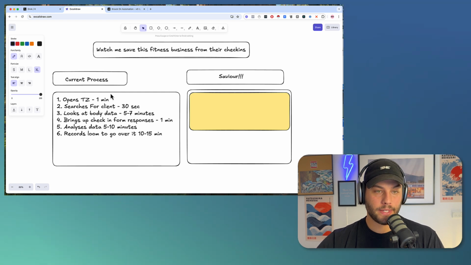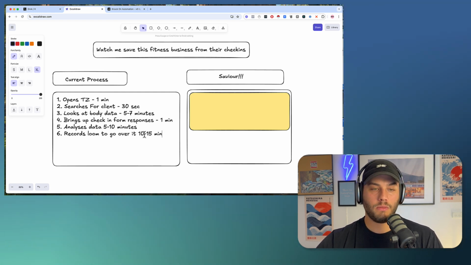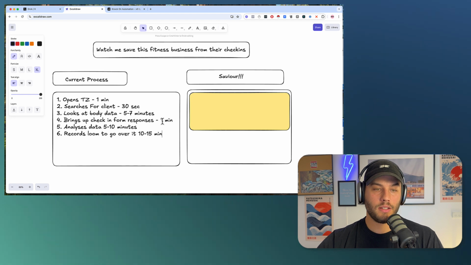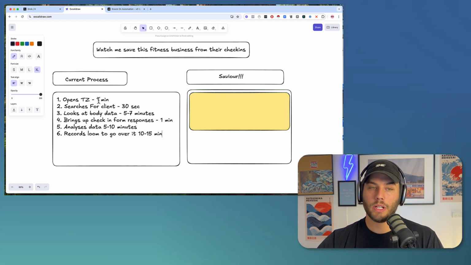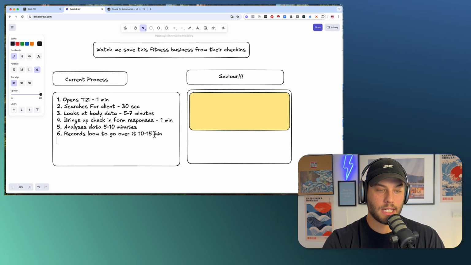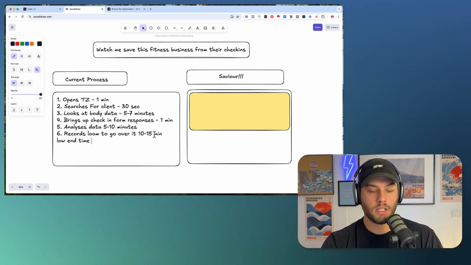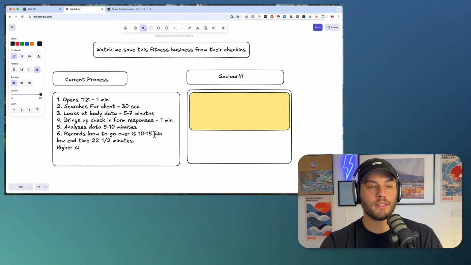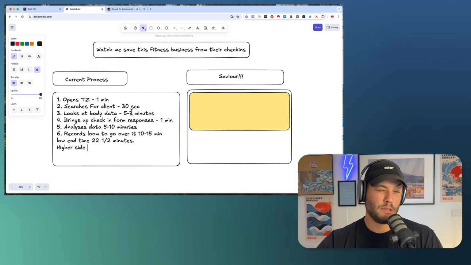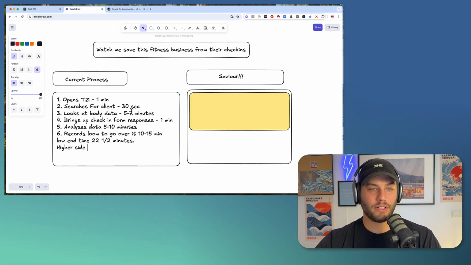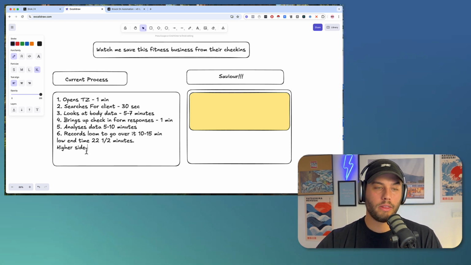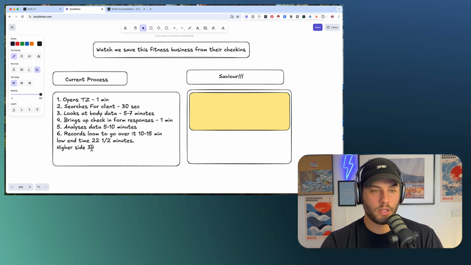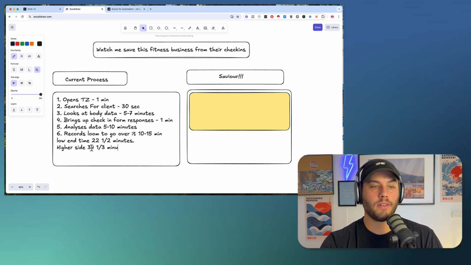So if you look at this, let's say we'll do the lower end just to be conservative. 10, 15, 16, 21, 22, 22 and a half minutes on the low end. So that's the lower side, and then the higher side. The higher side is 15, 25, 26, 27, 28, 30, 31, 32, 33, 34 and 30 seconds. So 34 and a half minutes, right?